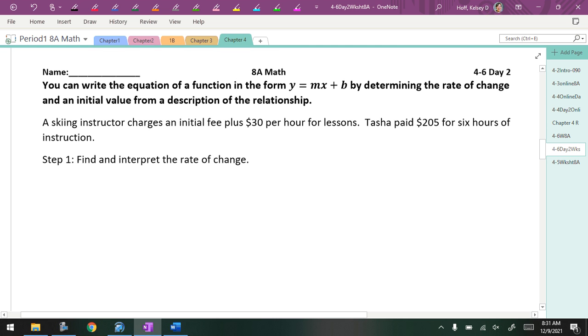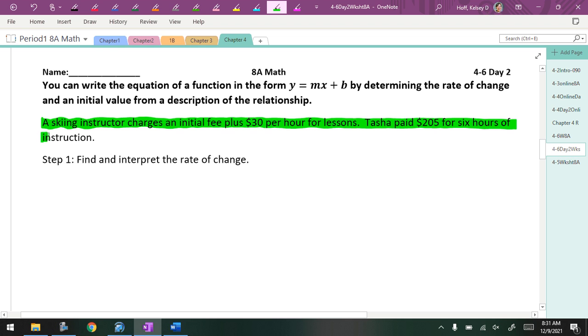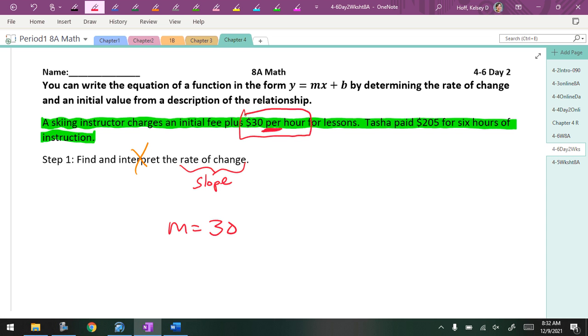Now they don't give us a graph, they just give us these sentences. A skiing instructor charges an initial fee plus $30 per hour for lessons. Tasha paid $205 for 6 hours of instruction. Step 1, we are not going to interpret, but we are going to find the rate of change, which is really our slope. You see per. What number is per with? 30. So what is my slope? 30. We do not even have to calculate anything. It is $30 per hour. So our slope is already done there with the word per.